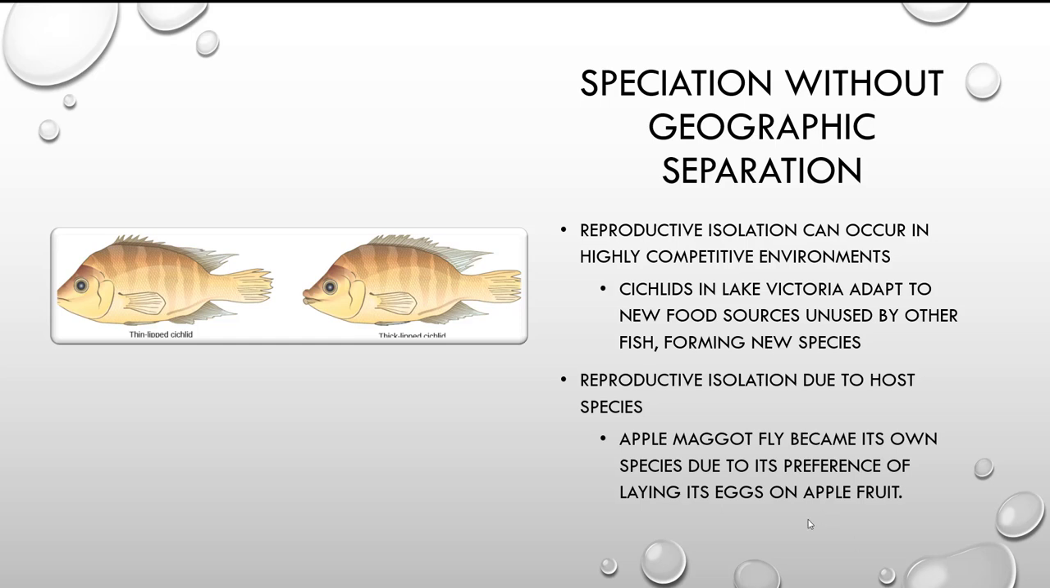And so suddenly it became its own species because it became reproductively isolated. It would not lay its eggs on any other fruit. And so because of that reproductive isolation, it became its own species. And so that wasn't due to geographic isolation, it was just due to its preference for the host species, the apple. Okay. So sympatric speciation, where we have a new species forming right in the middle of the old population. Pretty interesting. All right, so we're going to do some review questions.